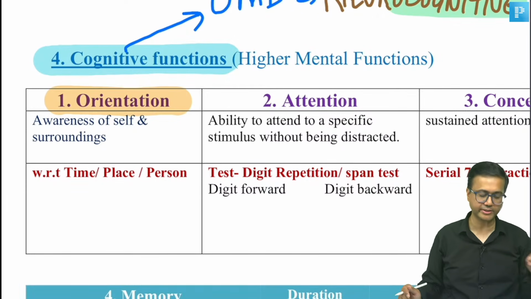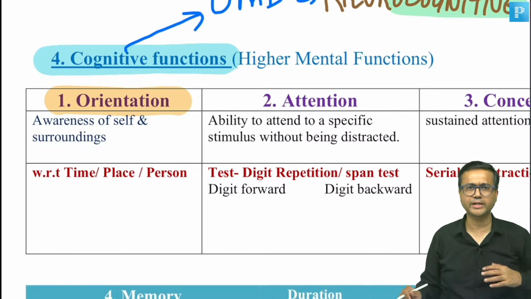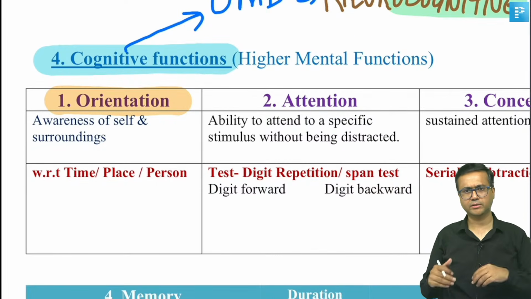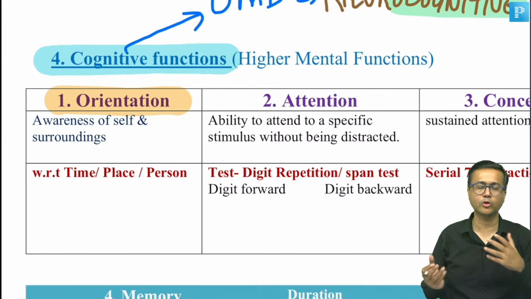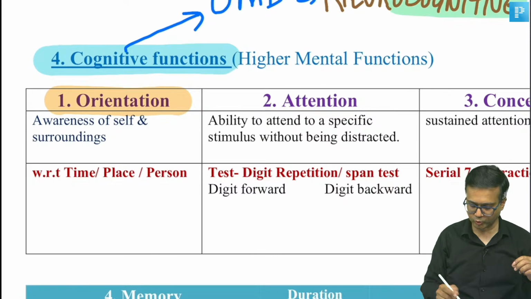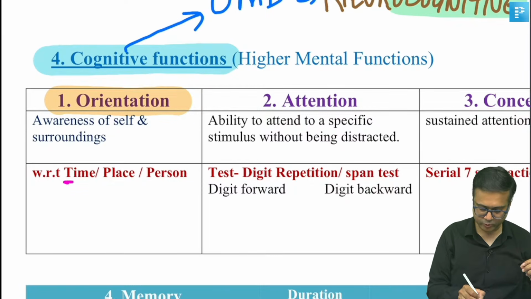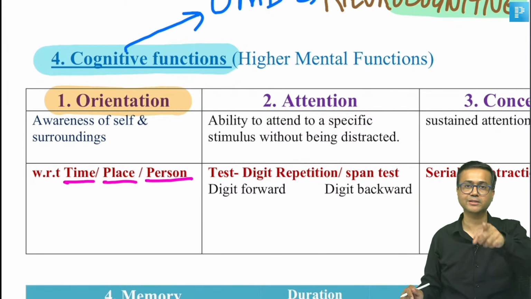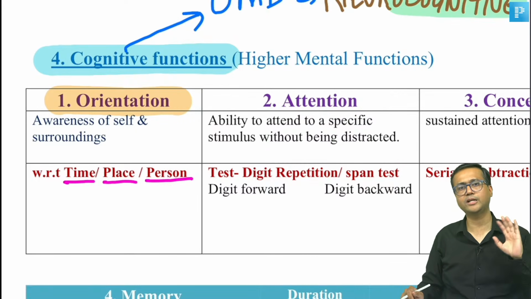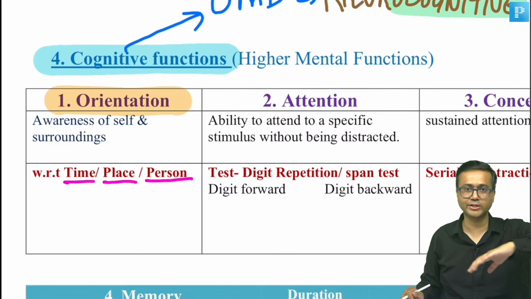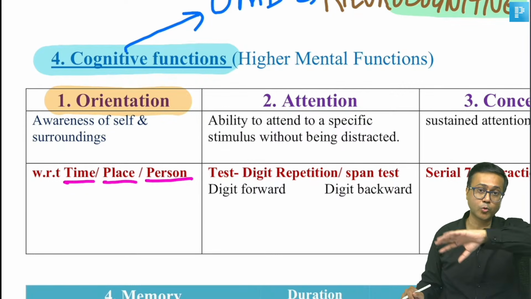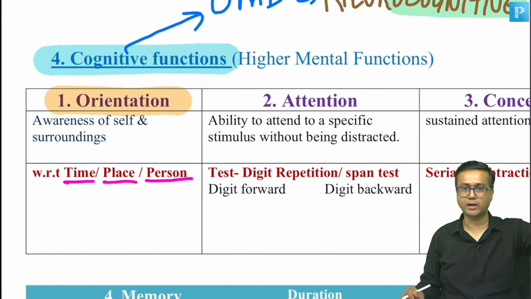Beta, what is orientation? Orientation means awareness about self and surrounding. Like right now all of us are sitting in the class, beta all of us are oriented now. So how do we assess orientation? With respect to time, place, person. If I ask you what is the time right now, what is the day, what is the date, what is the month or year, you will be able to tell me. Which place right now you are sitting, you will be able to tell me. Who are sitting or who are around you, you can tell me.